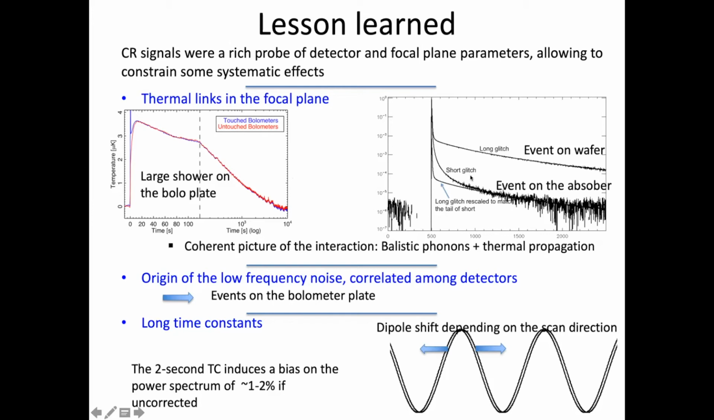And they were also seen in the signal later by looking at the galactic plane, and also by looking at the dipole, because those very long time constants shift the dipole in one direction when you scan it. When you come back 6 months later, you shift the dipole in another direction with the two scannings. This is an illustration here: the dipole is moving in one direction or another, depending on the scanning direction, due to those very long time constants. We could see the distortion in the dipole. So the glitches helped to identify those time constants.